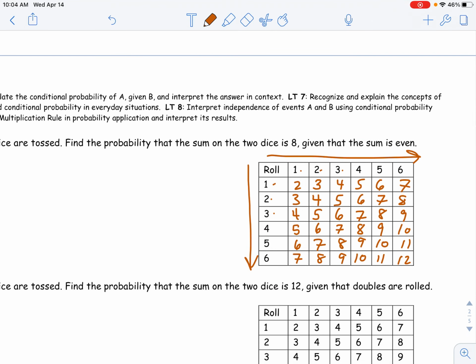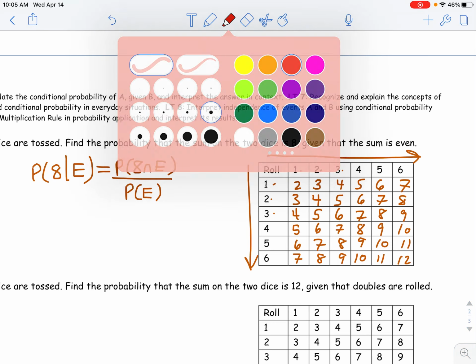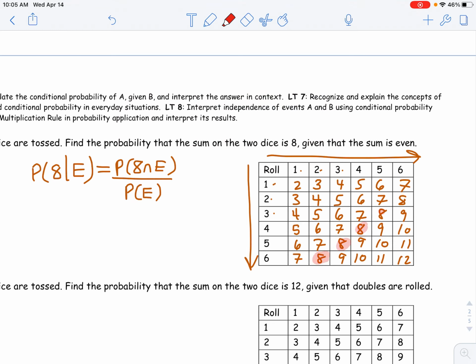All right, let's be very pure math about it at first. What's the probability that the sum of the dice is 8, given that it's even? That's going to be the probability that it's 8 and even over the probability that it was just even. How many 8 and even numbers are there? 1, 2, 3, 4, 5. So there's 5 8-and-evens, which is really just 5 out of the 36.